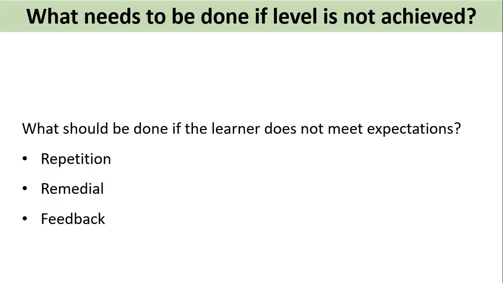So these are the three things that can be done if a learner does not meet the expectations. Repeat the activity as it is without any intervention. Provide remedial measures, that means maybe practice, maybe something else, maybe further learning, and then allow the learner to do the activity, or just offer feedback of what went well and what could have been done better and ask the candidate to repeat. So this is what can be done if a learner does not meet expectations.